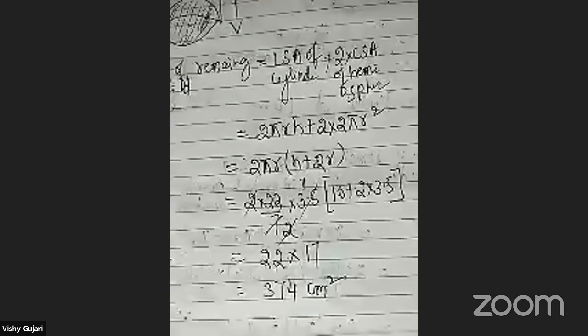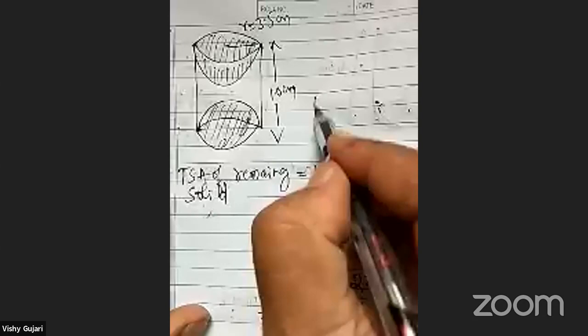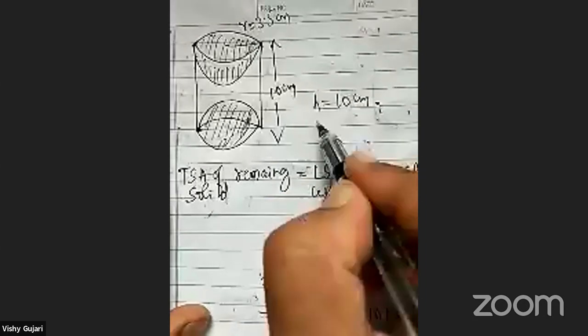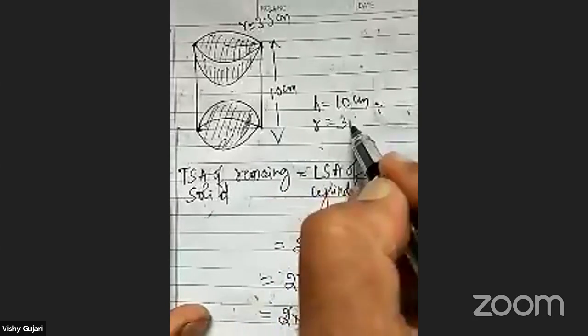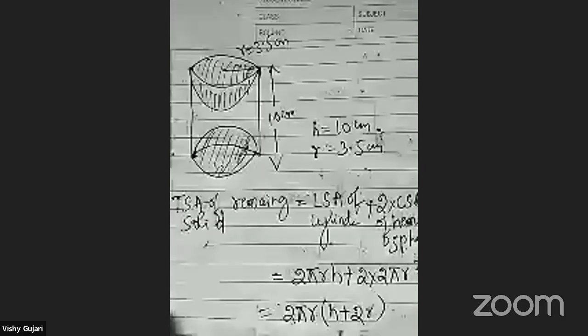First, note down this here: h is equal to 10 centimeter, r is equal to 3.5 centimeter. Note down the diagram, then start the calculation.